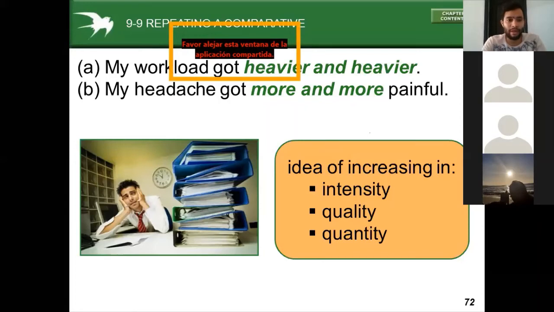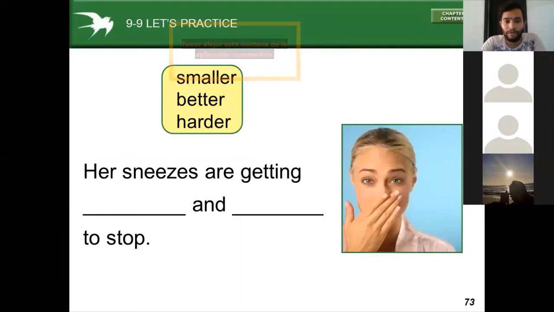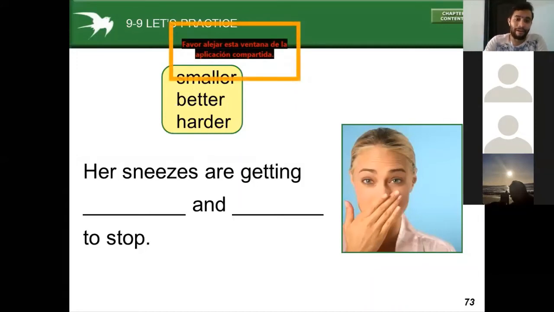So if you want to say, my workload got heavier, I mean, it's fine. But if you want to make it more emphatic, more intense, then you say heavier and heavier, right? You can say it, it's not a big deal. So let's practice here to see if you got it. How about here? We have these three options. Take a look at the girl. Her sneezes are getting harder and harder. All right, harder and harder to stop, right?